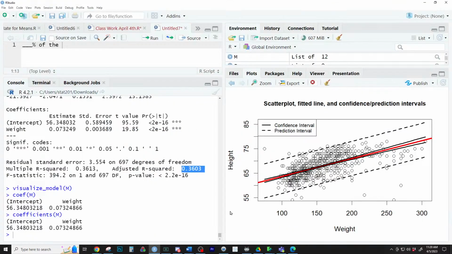So how would we interpret the slope coefficient? For each 1 unit increase in x, we expect y to increase or decrease. For each 1 unit increase in weight, we expect height to increase by 0.07. And then they should give you that. Usually a lot of times we give you the units in the problem.